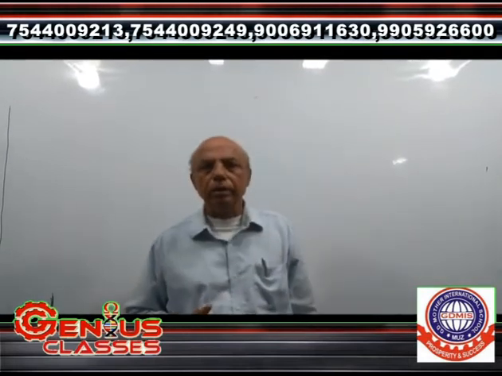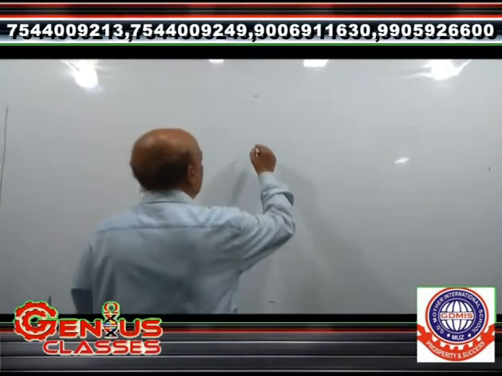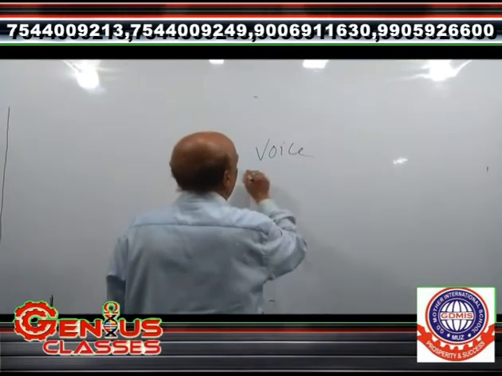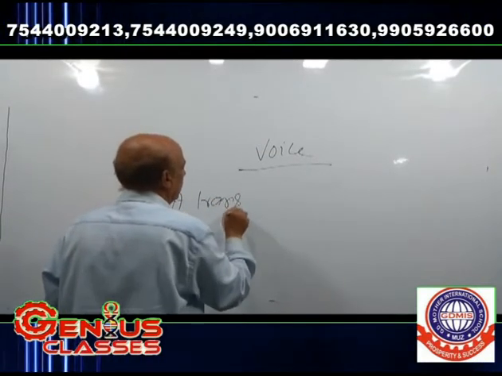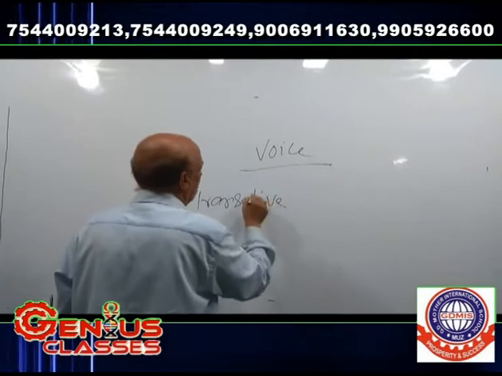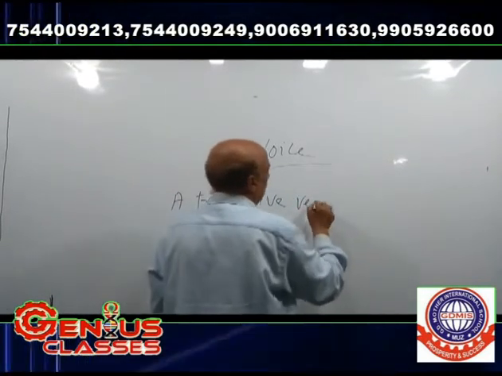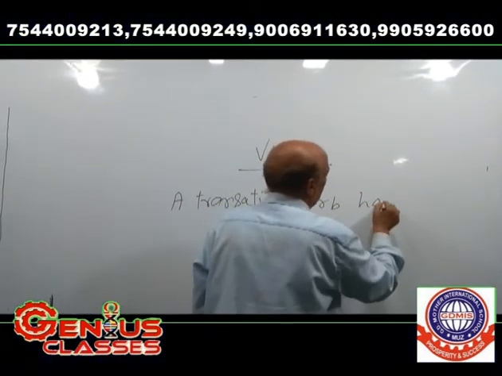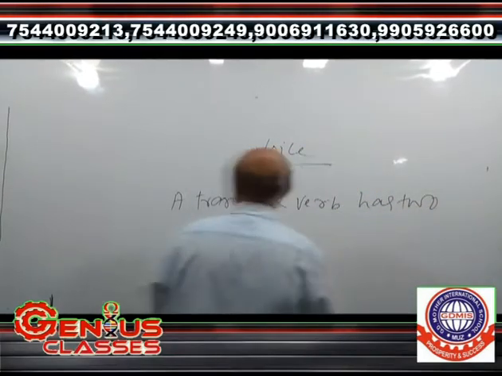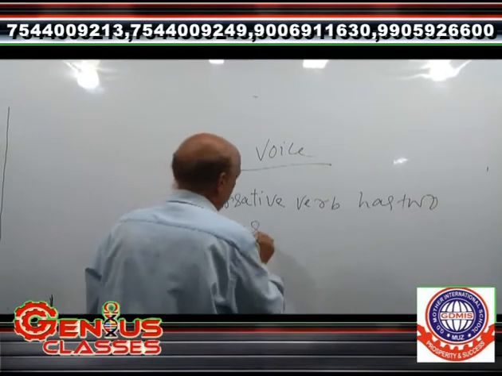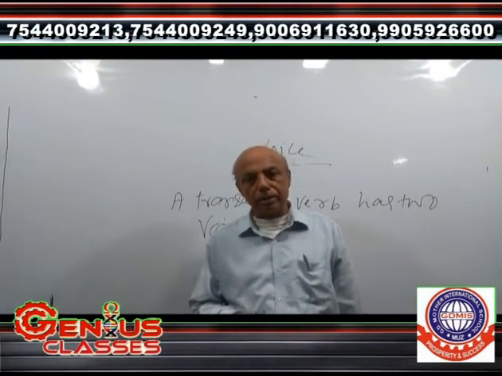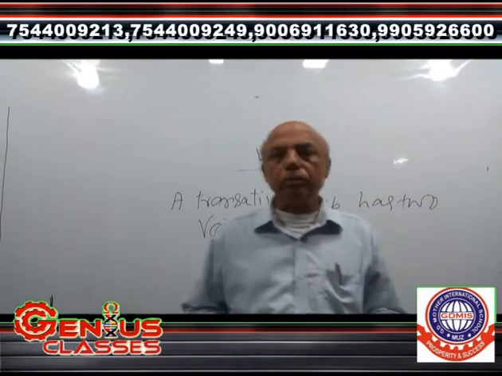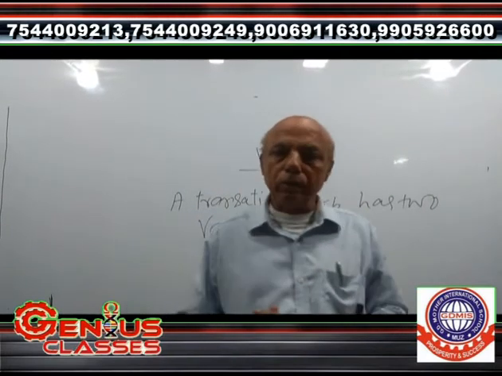A transitive verb has two voices. Here, voice. A transitive verb has two voices. First is active and second is passive. Here it is to be learned how to change from active into passive.